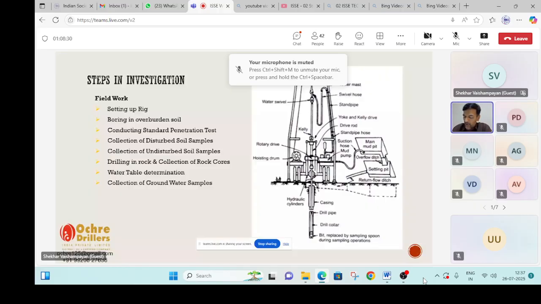This man has given a clarification. IoT means Internet of Things. I'm not sure what he means exactly, but I'll put the question: is Internet of Things useful for geotechnical investigation? Probably he means that something is available on Google, so you just take it and use it in your investigation, something like that.